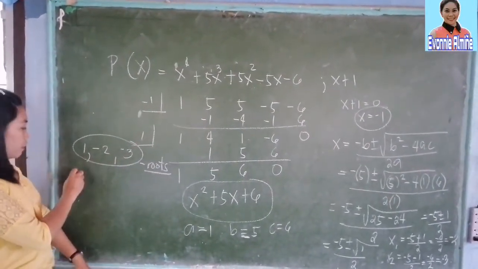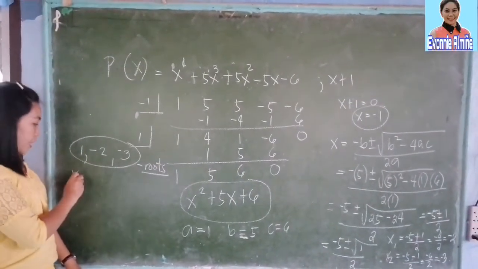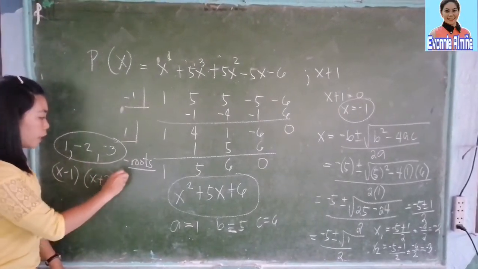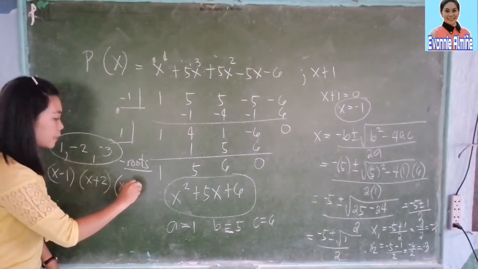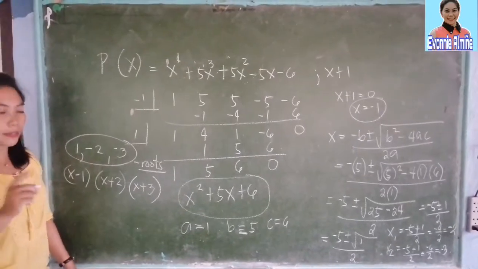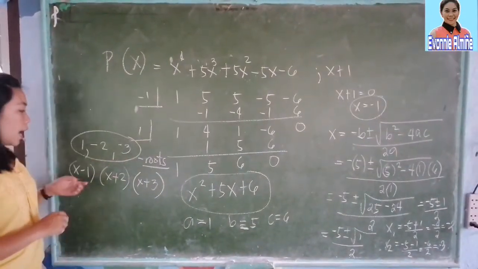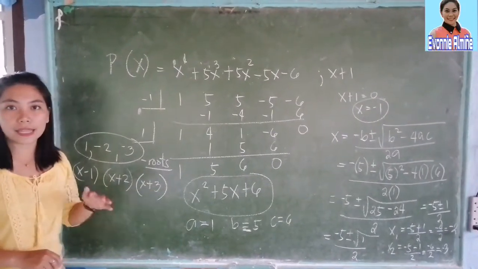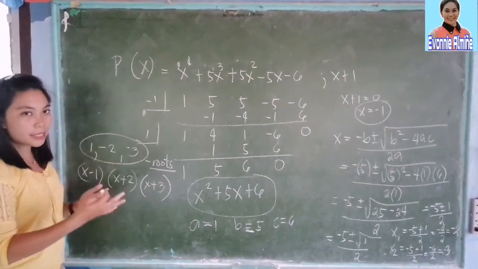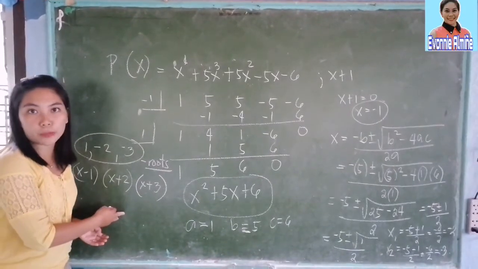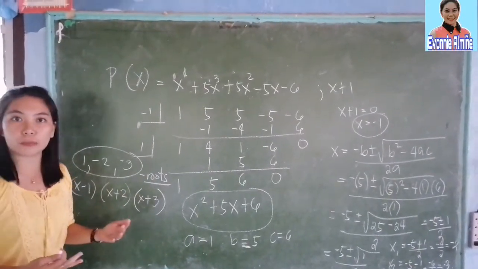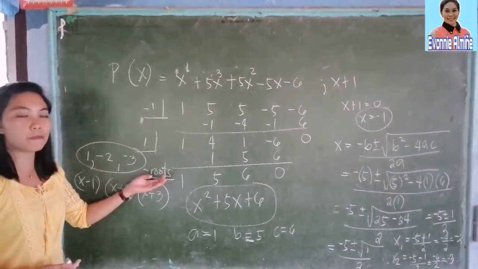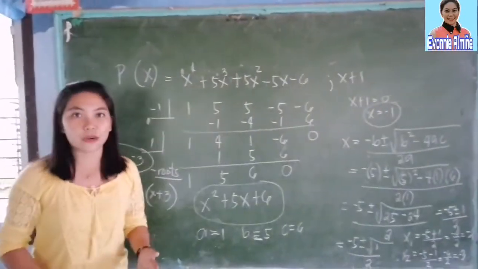So, since positive 1 po siya, the factor would be x minus 1, x plus 2, and x plus 3. Therefore, the other three factors of this polynomial are x plus 1, x plus 2, and x plus 3. Tatandaan po natin na kapag sinabi po natin factors, it should be in binomial form. Kapag hindi po siya naka-binomial form, ibig pong sabihin, hindi siya yung tinatawag natin na factor. It could be roots or zeros.